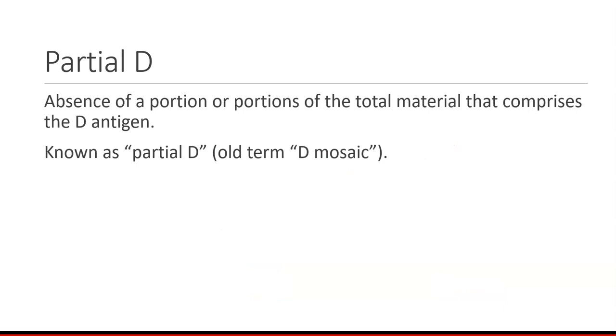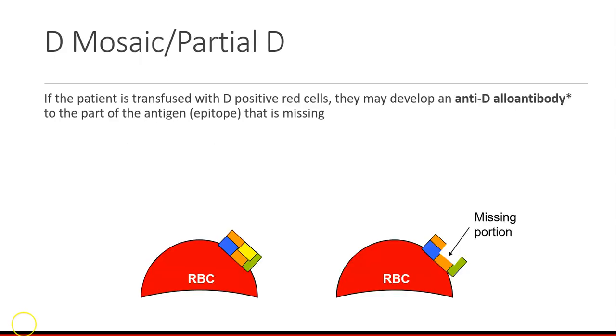Partial D is absent of a portion or portions of the total material that comprises the D antigen. It's known as partial D. The old term was D mosaic. If a partial D patient is transfused with D positive red cells, they may develop an anti-D alloantibody to the part of the antigen, the specific epitope that they are missing.